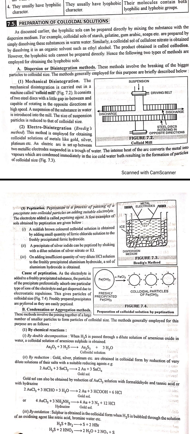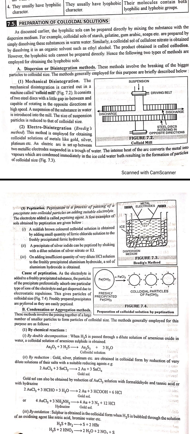Third, on adding an insufficient quantity of very dilute HCl solution to the freshly precipitated aluminium hydroxide, a sol of aluminium hydroxide is obtained. We can see its figure 7.4, preparation of colloidal solution by peptization. Now, cause of peptization. As the electrolyte is added to a freshly precipitated substance, the particles of the precipitate preferentially absorb one particular type of ions of the electrolyte and get dispersed due to electrostatic repulsions. This gives particles of a colloidal size.